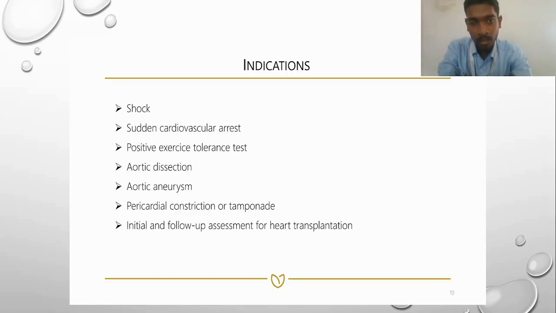And then pericardial constriction or a tamponade. Nothing but the cardiac tamponade and the pericardial tamponade, which lead to a similar condition. Okay, and then if the patient gets a cardiac transplantation, nothing but if a patient undergoes a PABP, then we can assess the patient by this procedure, whether the heart functions well or not.